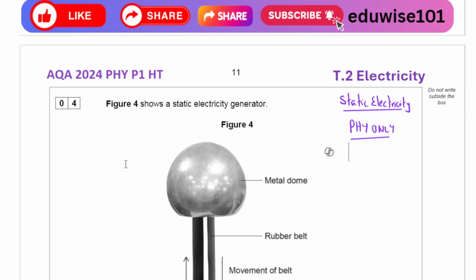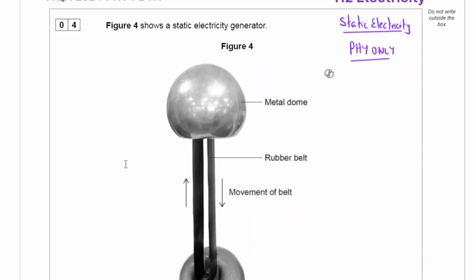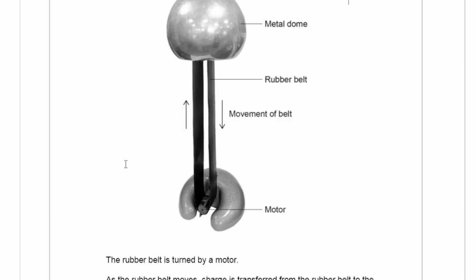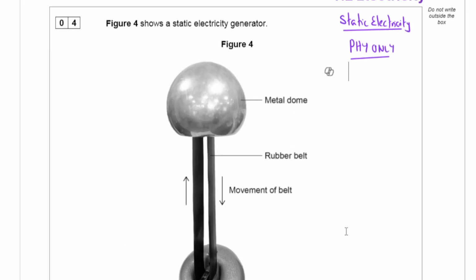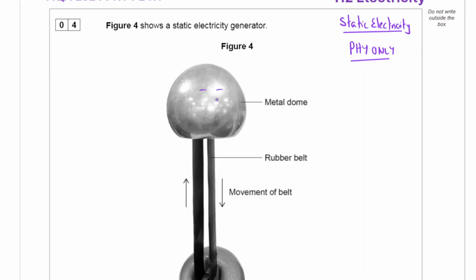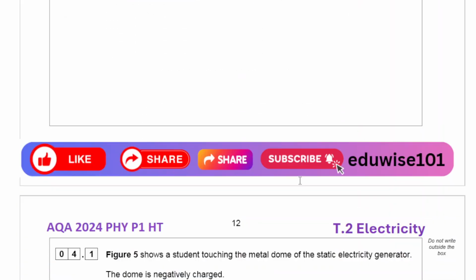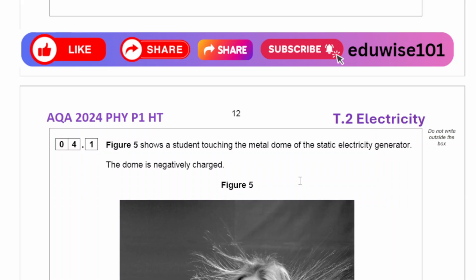Figure 4 shows a static electricity generator, which is usually called a Van der Graaf generator. You have the metal dome, rubber belt. The rubber belt moves along between the motor and the metal dome. You have the motor at the bottom. The rubber belt is turned by a motor. As the rubber belt moves, charge is transferred from the rubber belt to the metal dome. That means the metal dome is getting negatively charged, because if charge is being transferred, the only thing that can be transferred is electrons.